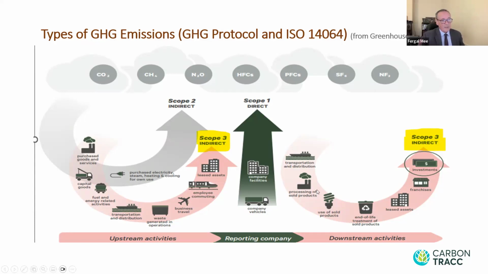Processing of sold products, for example, if I'm a steel manufacturer and I ship steel to Toyota or Mercedes-Benz or Nissan, and they further process that steel into a car, these emissions should be included in my Scope 3 emissions, as are the transportation of my intermediate products or finished products to retail market. These should also be included in my Scope 3 quantification.